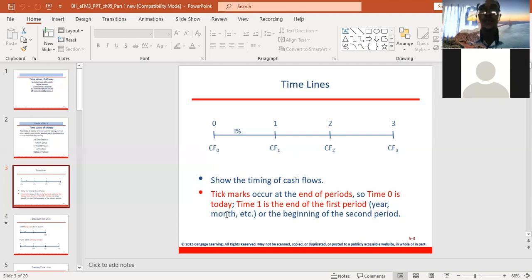So time 0 is today, time 1 is the end of the first period or the beginning of the second period. If it is the end of year 1, it becomes the beginning of year 2. If it is the end of year 2, it becomes the beginning of year 3. If it is the end of year 3, it becomes the beginning of year 4. So it is important to know this.